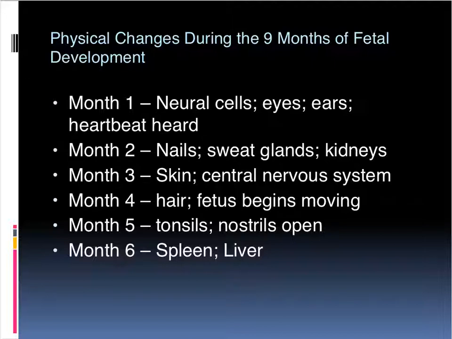Now let's go through the physical changes and development month by month. Month 1, we have the neural cells, the eyes, ears, and then the heartbeat is heard. Month 2, nails, sweat glands, and kidneys develop. Month 3, we have skin and central nervous system development. Month 4, we have hair, and the fetus begins moving. Month 5, we have the tonsils, and the nostrils open. Month 6, we have the spleen and liver developed.